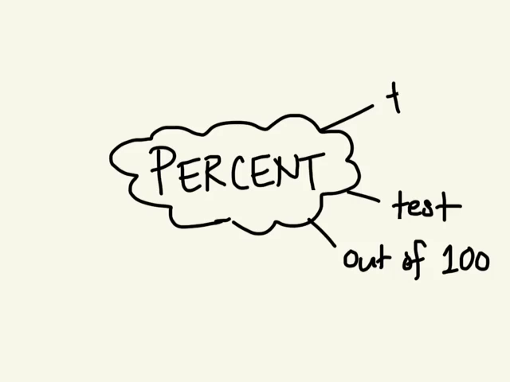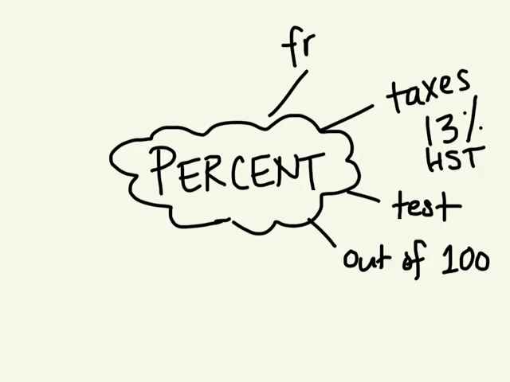Use percent when calculating taxes. Do you know what the tax is right now in Ontario? 13%. Anyone know what it's called? HST. We're going to be talking about taxes tomorrow, but this is just an intro into percentage. You need to know how to use percent to calculate tax. Percent can be written as a fraction or a ratio.